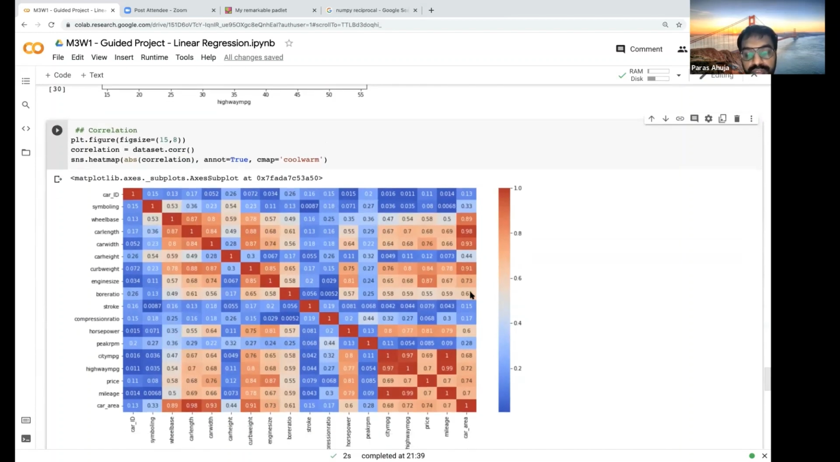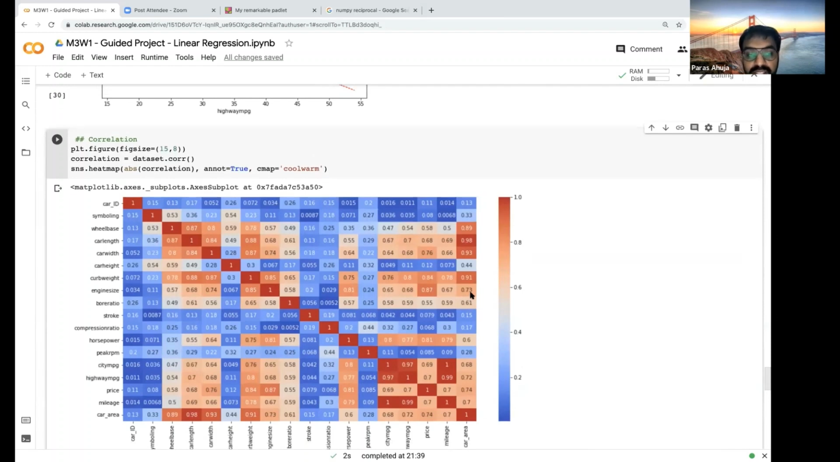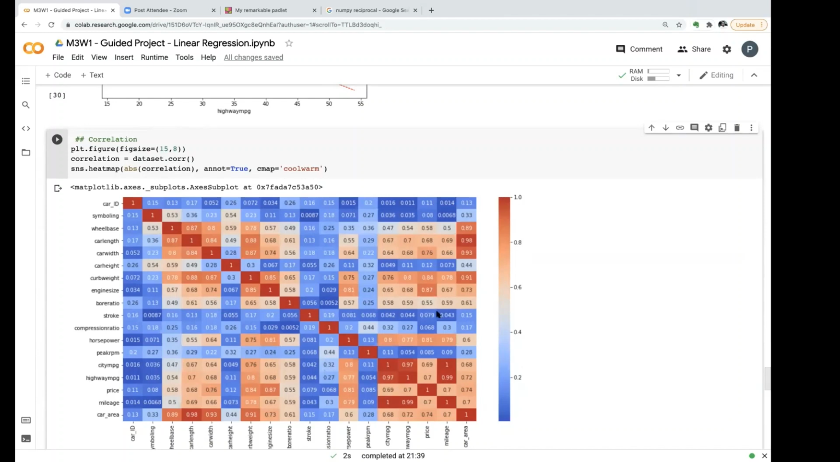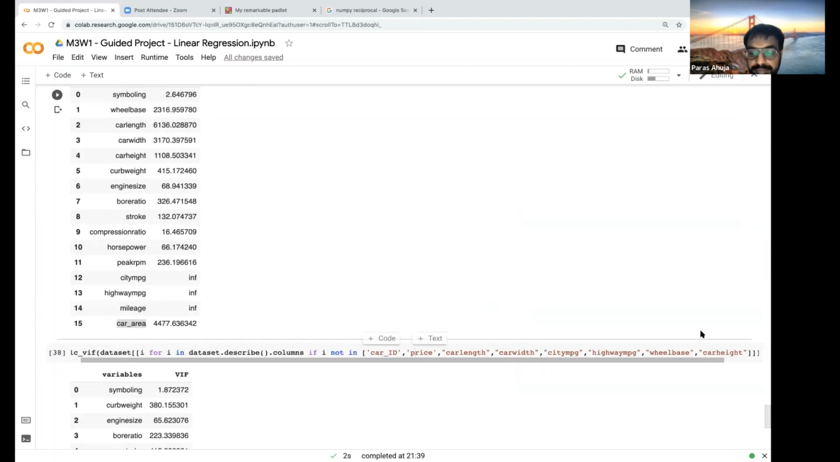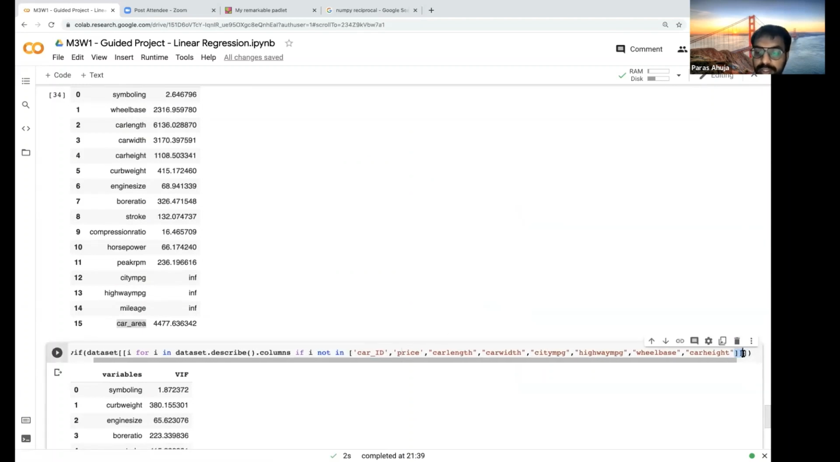Now which one will you remove? Which has less impact on price? Car area. So now you see, the difference is huge, right? It's 0.84 and 0.74. Although we had taken this car width and car length and created a new variable car area, that is not needed, right? As per our present understanding and present analysis. So what we'll do is we'll again add car area to it.